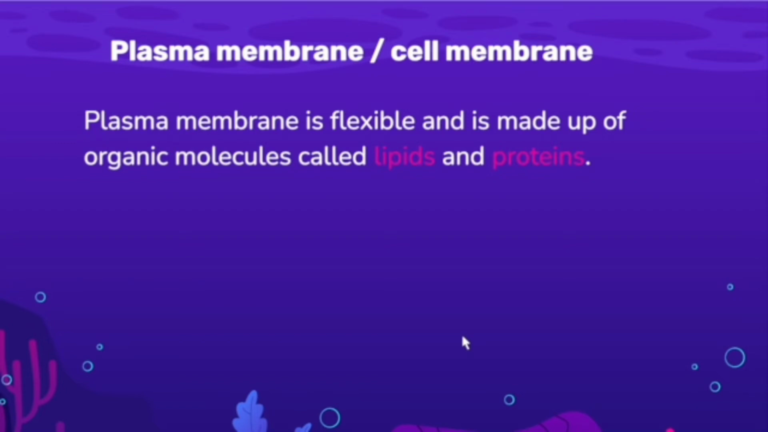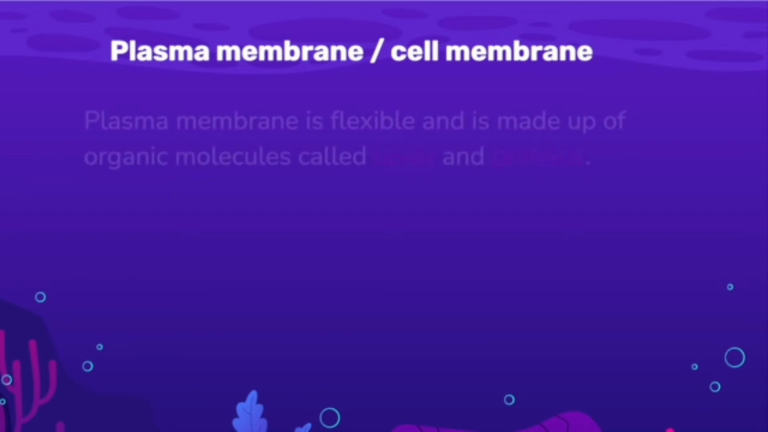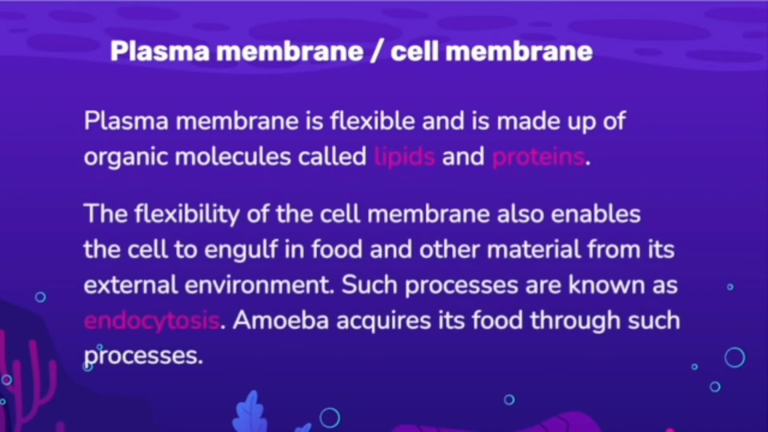Plasma membrane is flexible and is made up of organic molecules called lipids and proteins. The flexibility of the cell membrane also enables the cell to engulf food and other material from its external environment. Such processes are known as endocytosis. Amoeba acquires its food through such processes.